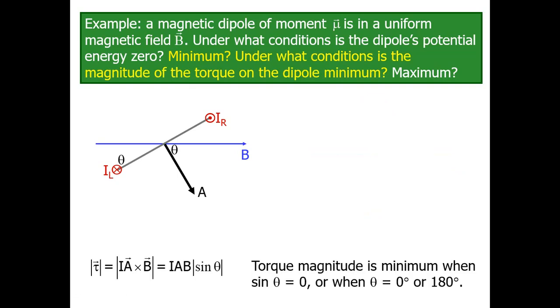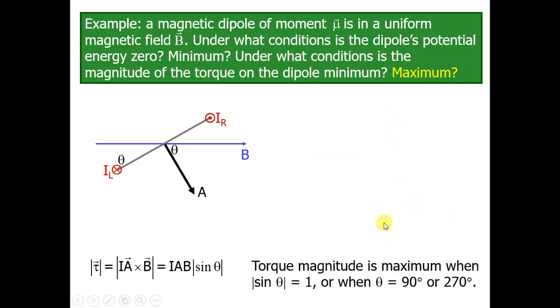Now the torque: tau is equal to I A cross B, so the magnitude is I A B sin theta. The torque magnitude is minimum when sin theta is 0, that is, when theta is 0 degrees or 180 degrees. At that time the torque is at its minimum value. Here theta is also 0, with I R and I L in these directions.